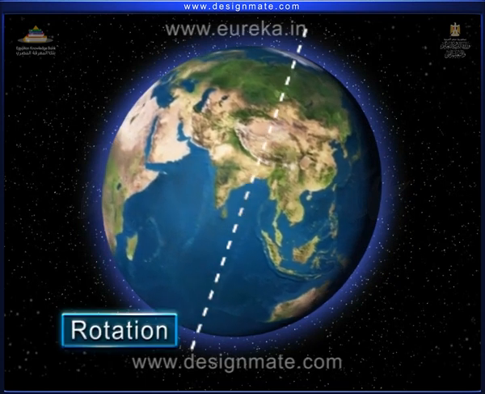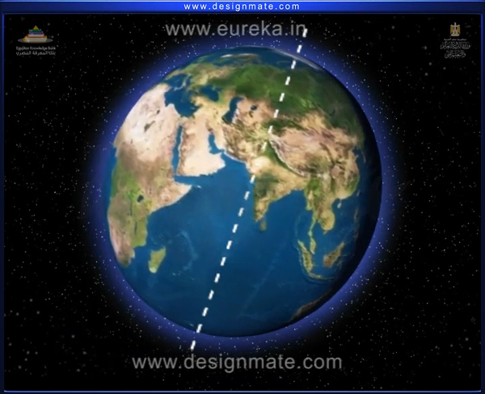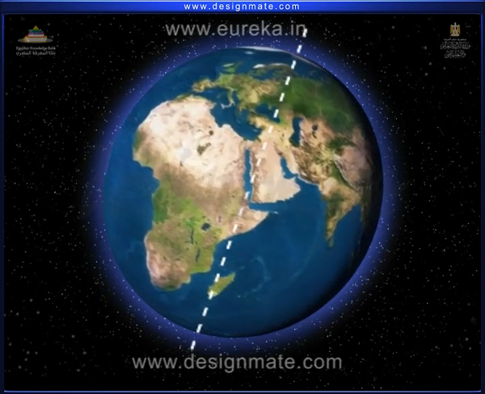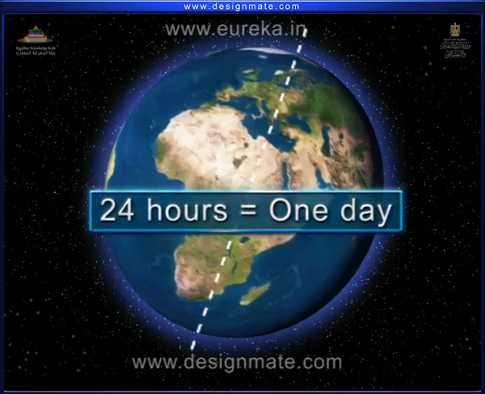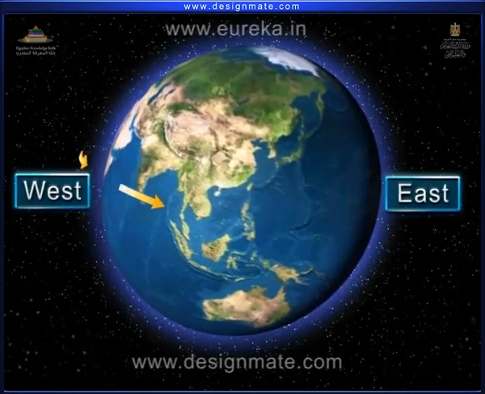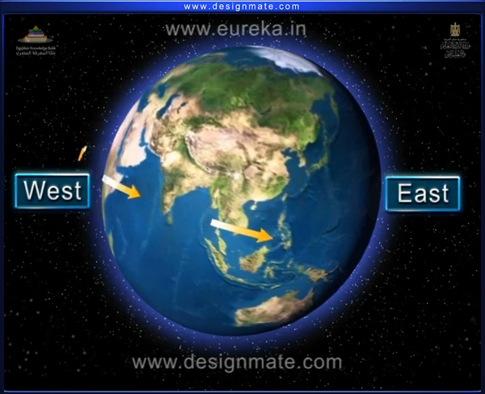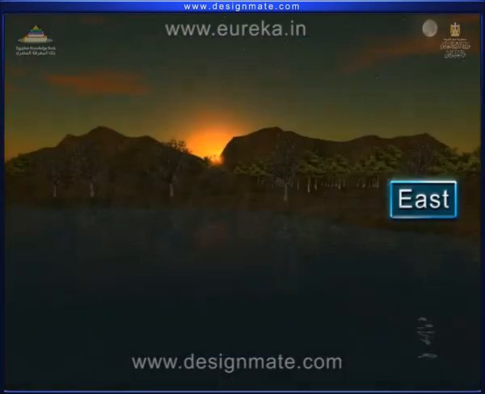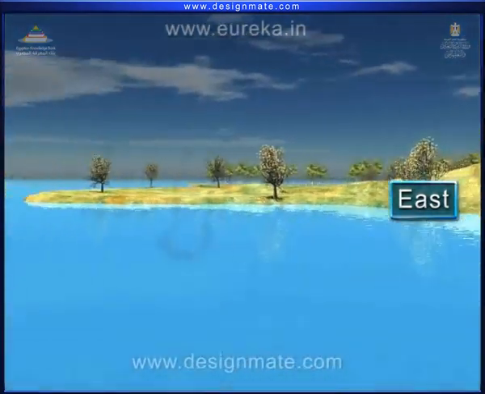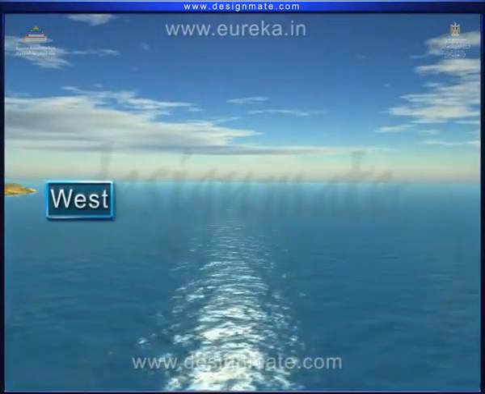This movement is known as rotation. The axis of the Earth is slightly tilted. The Earth takes 24 hours to rotate once on its axis. The Earth rotates from west to east on its axis. Hence, every morning, the sun rises in the east and sets in the west.